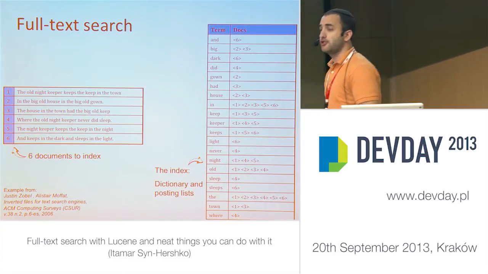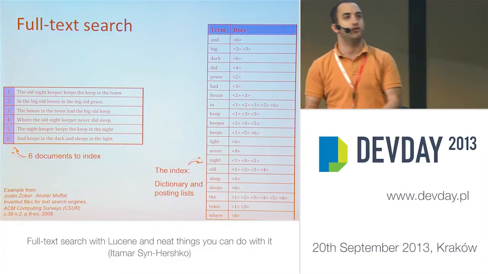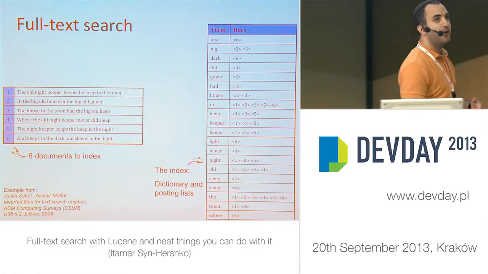So that was search. What does it mean to do a full text search? To the concept that I just explained, we add another complexity.